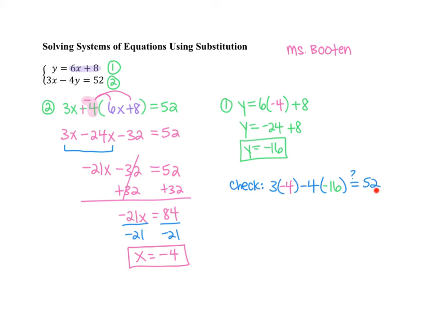Okay, the right side, there's nothing to do, so you just carry down the 52. Left side, we need to evaluate. Make sure you follow order of operations. Multiplication, so 3 times negative 4 is negative 12.